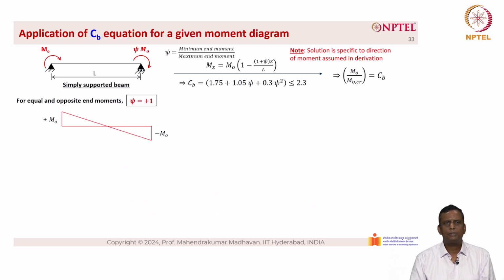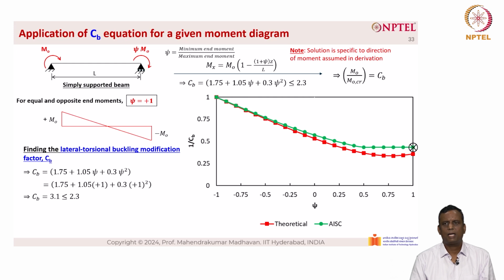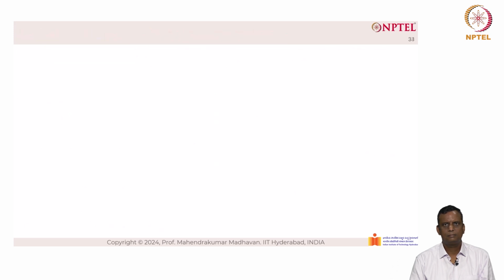Now for equal and opposite end moments, we have psi equal to plus 1. So finding the lateral torsional buckling modification factor C sub B, we have C sub B is given here. When we substitute plus 1, we have C sub B equal to 3.1, which should be less than or equal to 2.3. So we have on the right hand side the value of 1 by C sub B plotted. For elastic critical moment M_CR for psi equal to 1, we have M_CR by M naught critical equal to C sub B. So M critical equal to C_B into M naught critical, which is equal to 2.3 into M naught critical equation that we previously described.